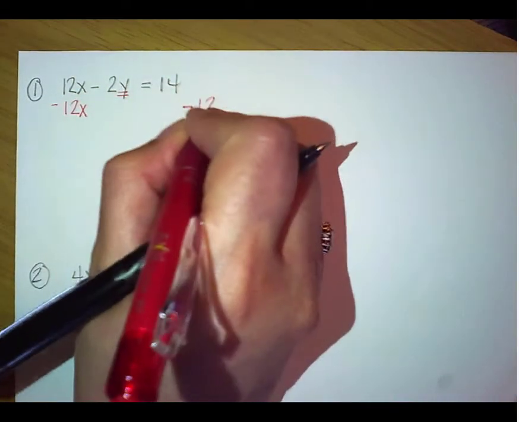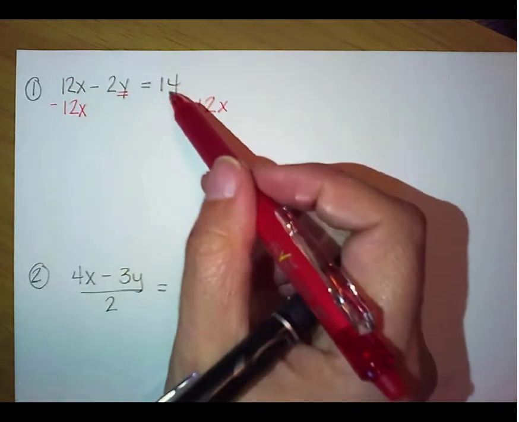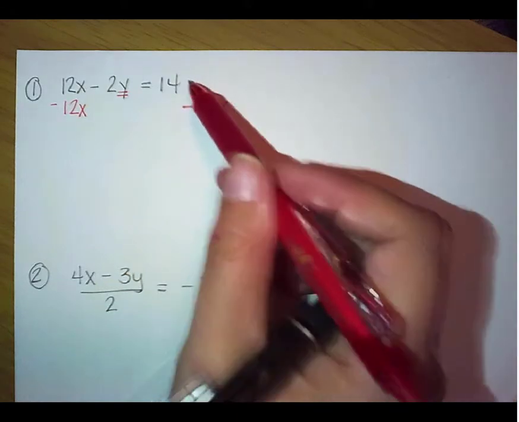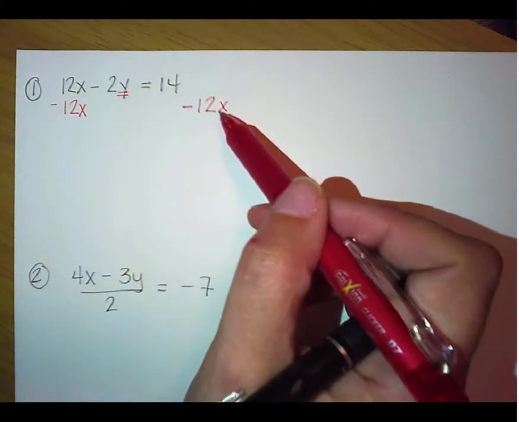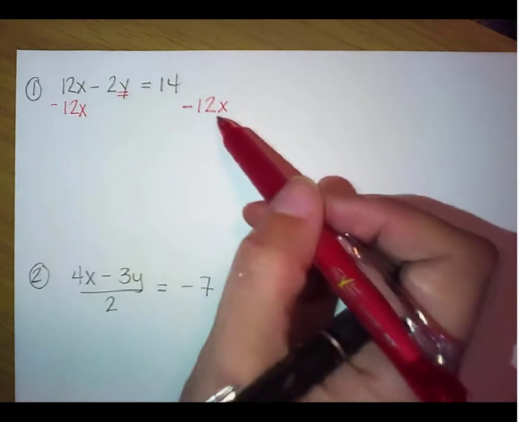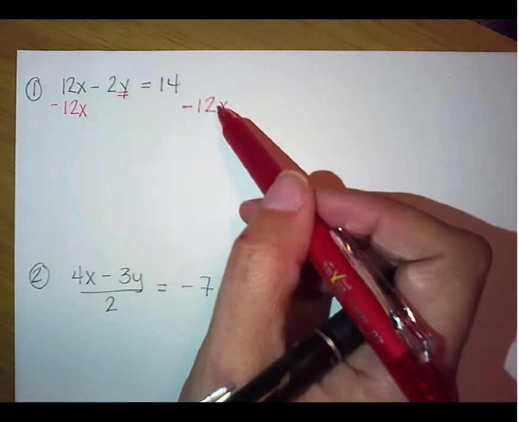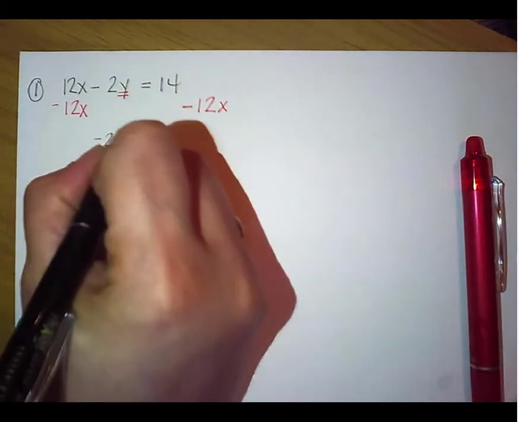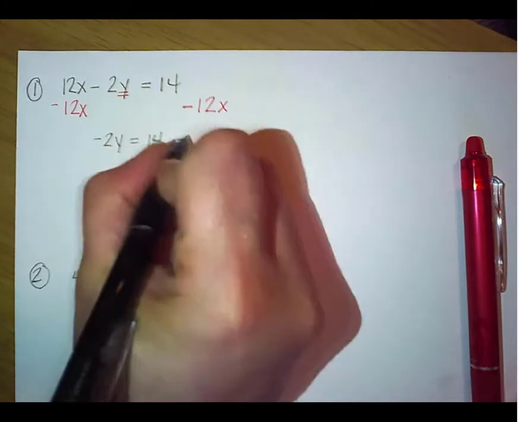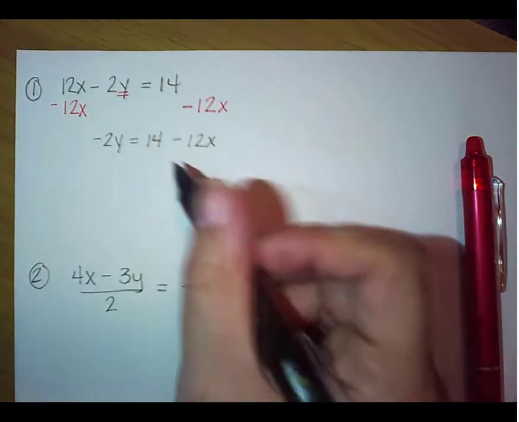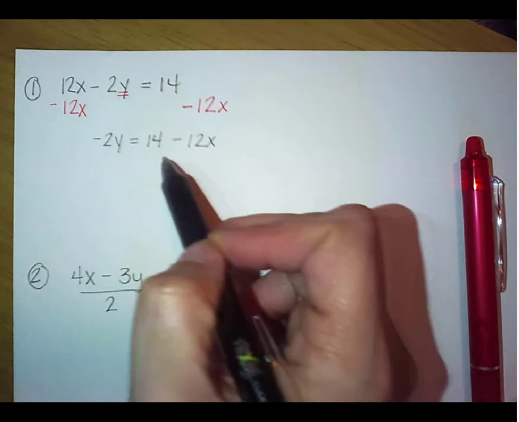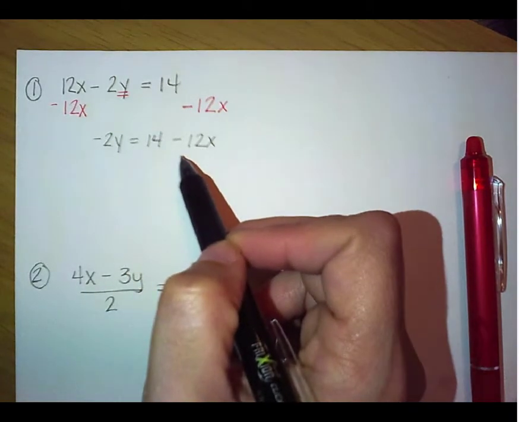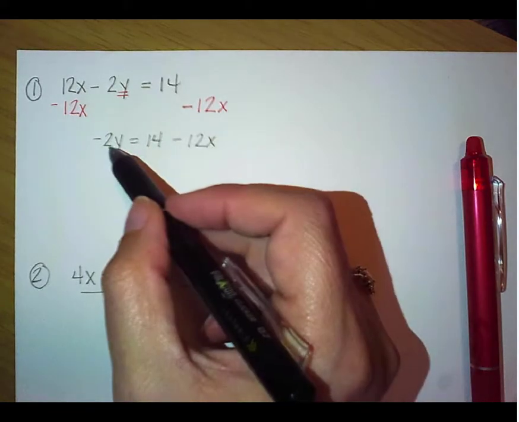Now notice that when I put the 12x over here on the right hand side, I don't put it directly under the 14, because I can't actually add these two together, because it's a 14 and a 12x. So they are not like terms. But I do want to put it over here on the right hand side with the 14. So what ends up happening is I have negative 2y equals 14 minus 12x. Now I put the 14 first. There's not a rule about which one you need to put first. You can put either one of those. It's perfectly fine.